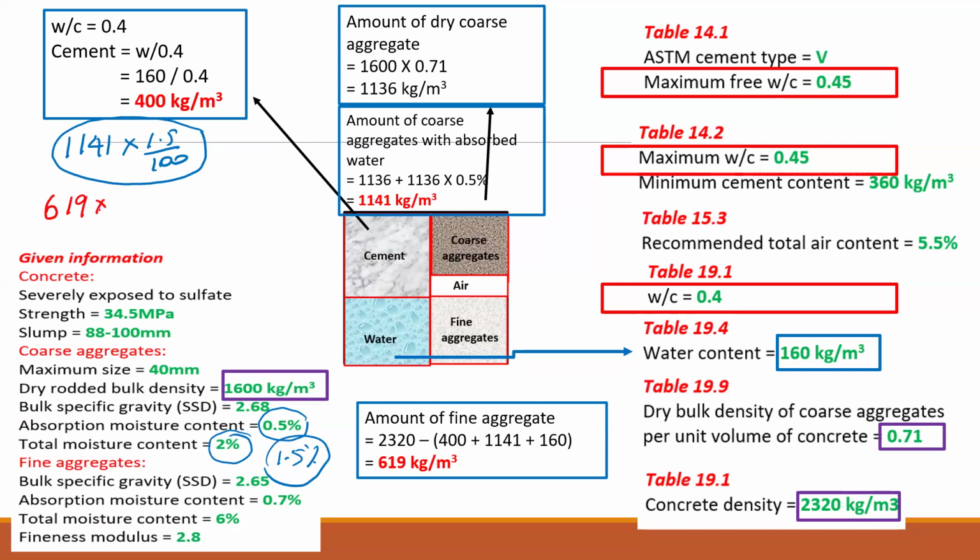619, 5.3%, isn't it? 6% minus 0.7%, so the difference is 5.3. This much water is coming with fine aggregates, which can be contributed to the hydration process. So if you add these two together, how much is it?